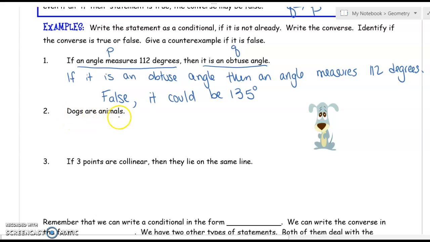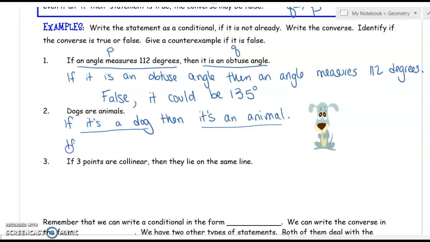All right, this one is not a conditional. Dogs are animals. So we could say something like, if it's a dog, then it's an animal. So we had to change it into a conditional. Then we do the converse. The converse is where you switch these. So instead of if it's a dog, we'll say if it's an animal, then it's a dog.